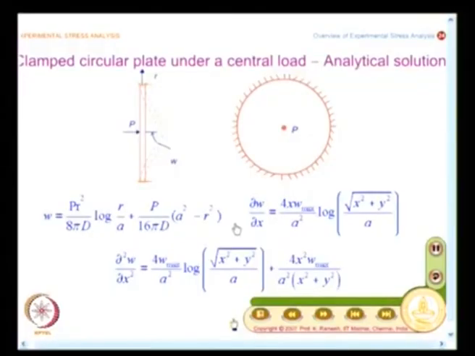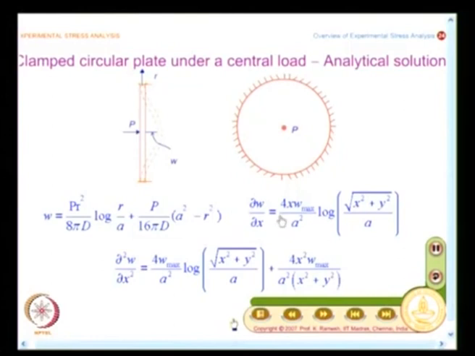Essentially, when I want to find out whether my speckle interferometry is working all right, I would not take a circular disc under diametric compression, but I would rather take a clamped circular plate with a central load to test even my experimental setup. By doing that, I would be able to get that information.